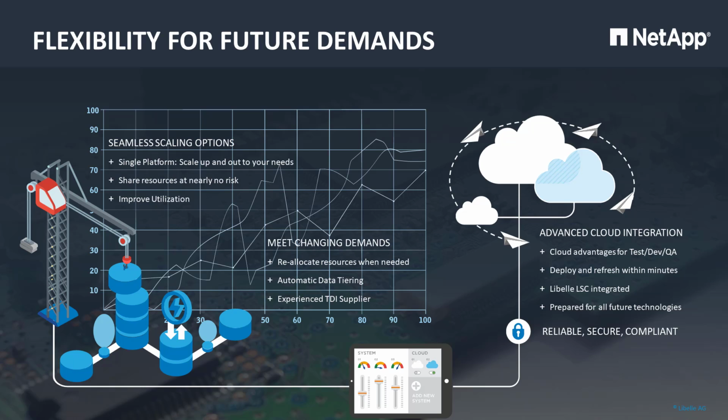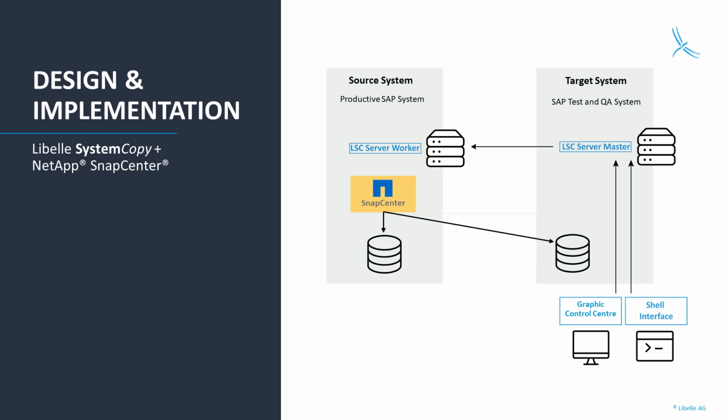So let's have a deeper look into the architecture of the integration from SnapCenter into Libelle SystemCopy. As you can see, we have a source and a target system, a Libelle SystemCopy master node and a Libelle SystemCopy worker node. In addition, we have a SnapCenter server, which takes care of the snapshot-based backup and the clone. In addition, we have a graphical UI which is used to do the orchestration of the main system copy and to see what's actually going on in the system. This is independent of whether we do it in an on-prem, a hybrid or a cloud environment.